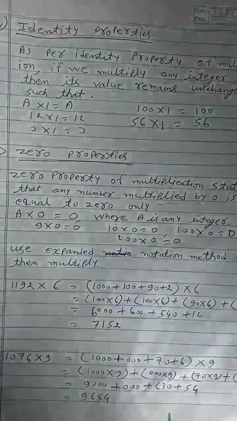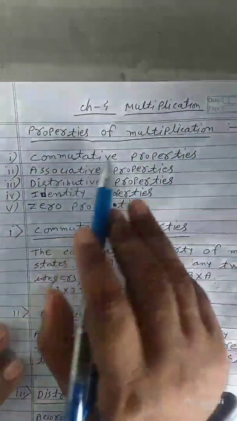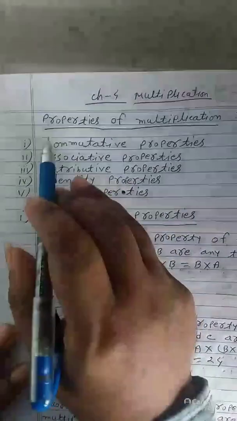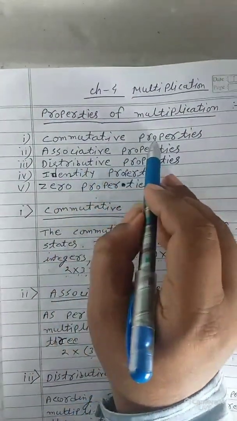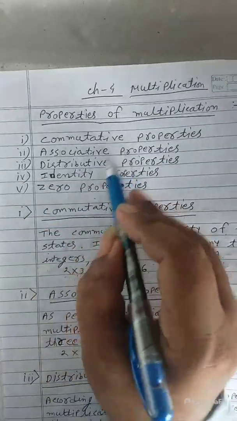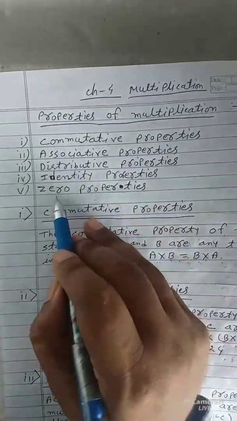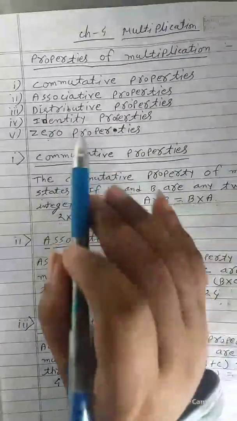Clear, students? Let's repeat again the properties of multiplication. These are 5 properties. Names: commutative property, associative property, distributive property, identity property, zero property. Okay, students? Repeat again.